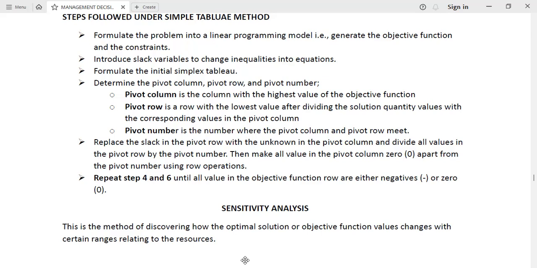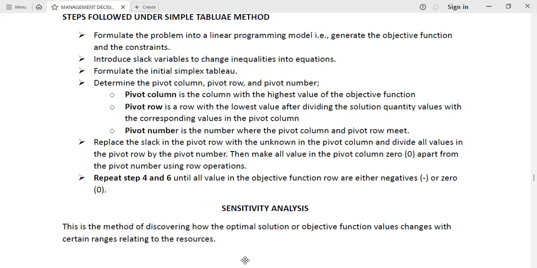Then the last step is we repeat step 4 and step 6 until all the values in the objective function row are either negative or 0. Because we said that when we make these figures 0, or make them negative, it means we have done it. Because at the end of the day, we have non-negativity. When we get all of those figures negative, then we can stop there.